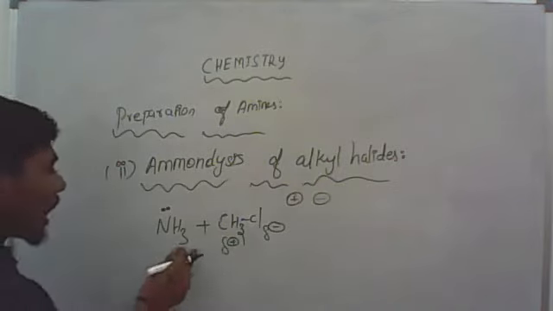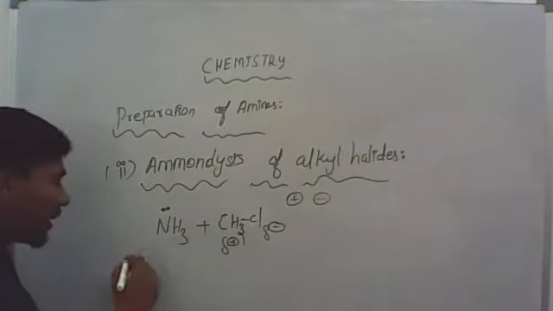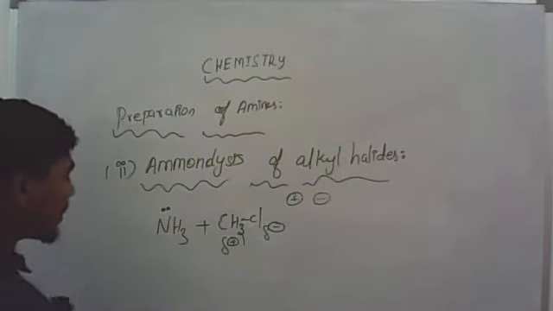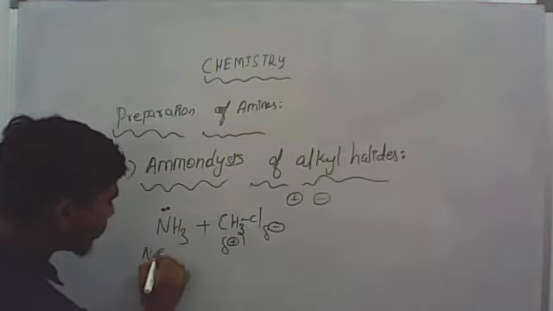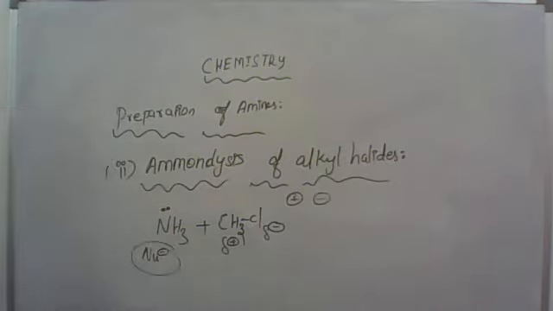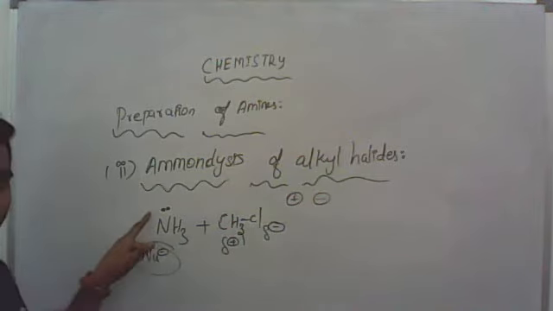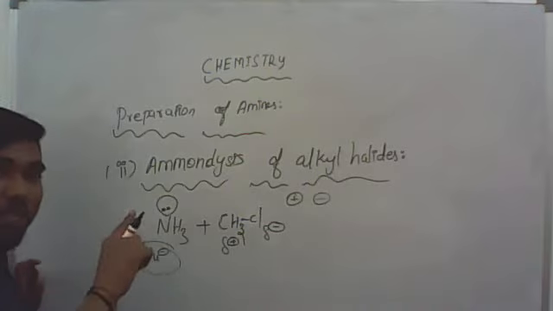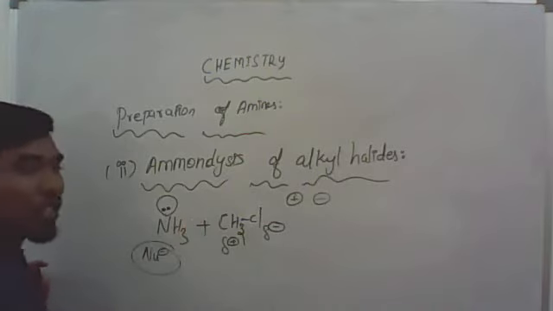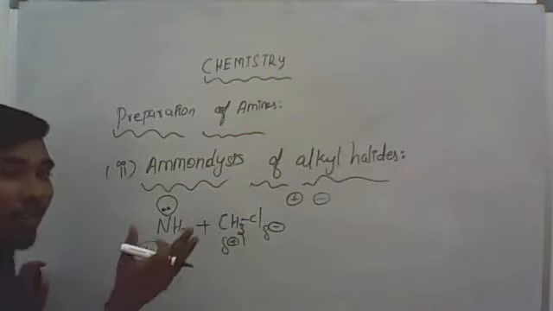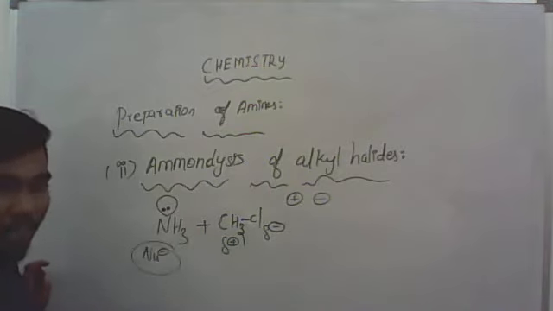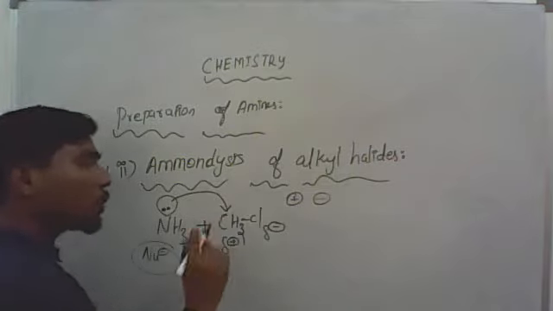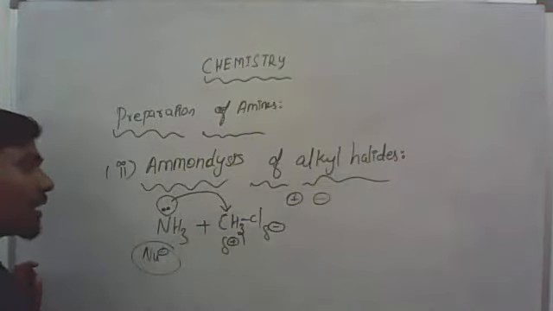Now the ammonia is acting as a nucleophile. Nucleophiles are electron donor species. In ammonia, nitrogen has a lone pair of electrons. Nitrogen is going to donate electrons to the deficient species. Among the two, which one is electron deficient? Methyl; the carbon is electron deficient. So the nitrogen is going to donate the electron to the carbon.